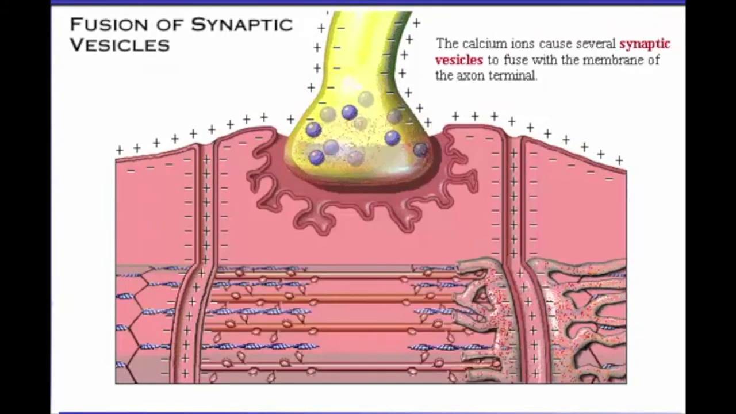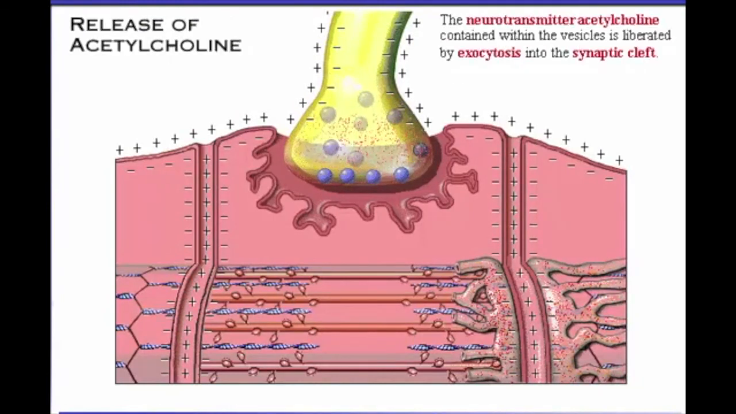The calcium ions cause several synaptic vesicles to fuse with the membrane of the axon terminal. The neurotransmitter acetylcholine contained within the vesicles is liberated by exocytosis into the synaptic cleft. Additionally, calcium ions are pumped out of the axon terminal.